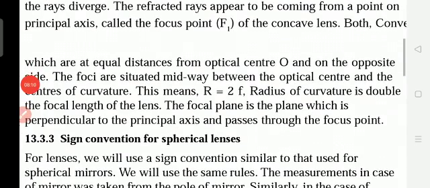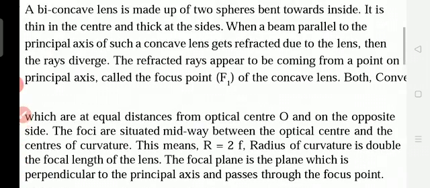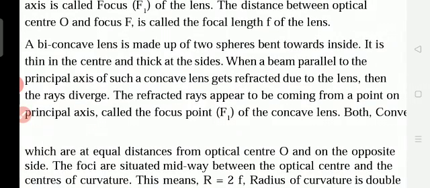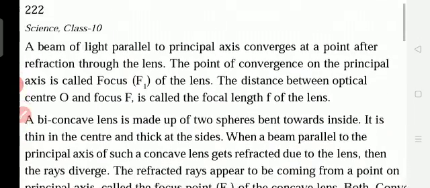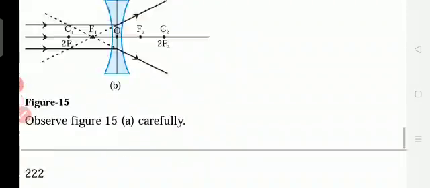And some more definitions we are going to study now in these pictures. Okay, so if you see here, some more definitions. In the concave and convex mirrors, we have only one focal point, and one radius, one center of curvature. But in the case of the lens, it has two.